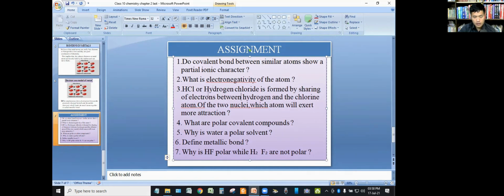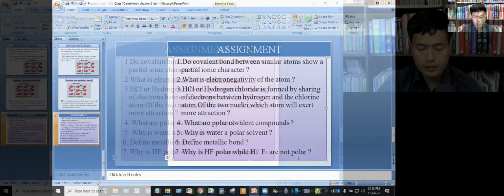So this question is that in the bonding between hydrogen and chlorine, they share electrons. Will hydrogen attract more or chlorine attract more? Question 4: What are polar covalent compounds? Question 5: Why is water a polar solvent? Question 6: Define metallic bond. Question 7: Why is HF polar while H2 and F2 are not polar?